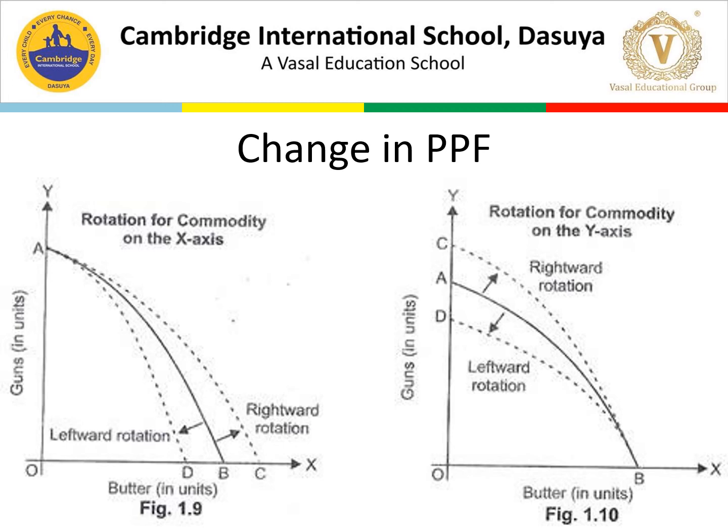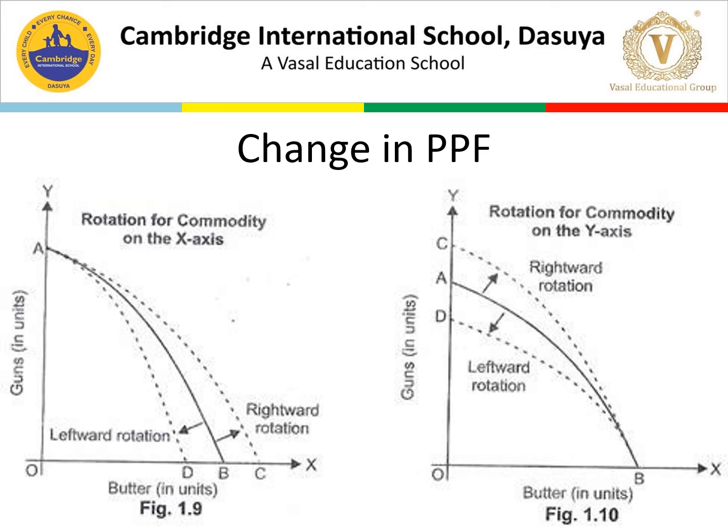Now, if we talk about the rotation on the y-axis, it is again the same. If we are using fewer units of guns, then we have a leftward rotation. There is no change in the technology of B, but for Y there are changes. So if it is declining from point A to D, it is a leftward rotation, and if it is increasing from A to C, it is a rightward rotation on the y-axis. So this is the change in PPF on the basis of rotation.